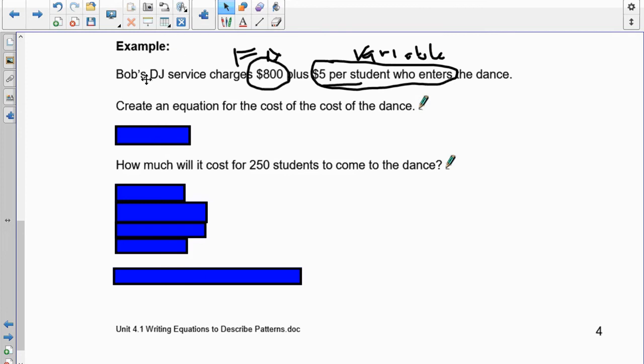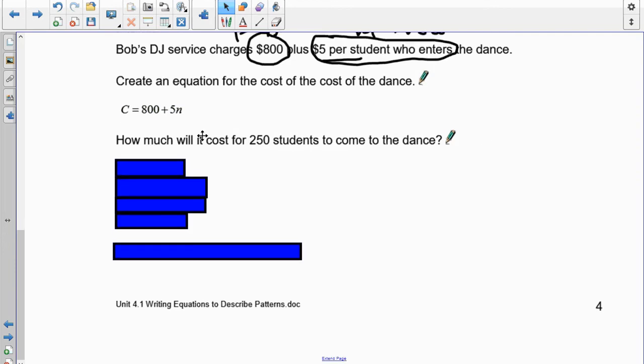Well, I'm going to start out with the total cost, and I'm going to make this 800 by itself. It's always there regardless of what happens, and it's $5 per every student. So I'm going to let the student actually be the letter N. So here's my equation. C is equal to 800 plus 5N.